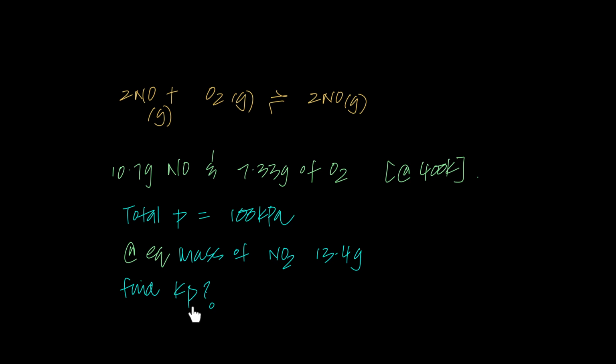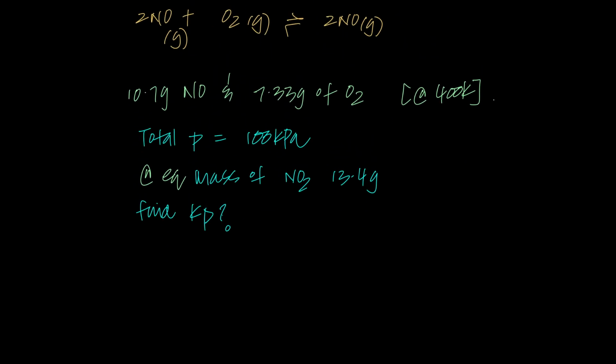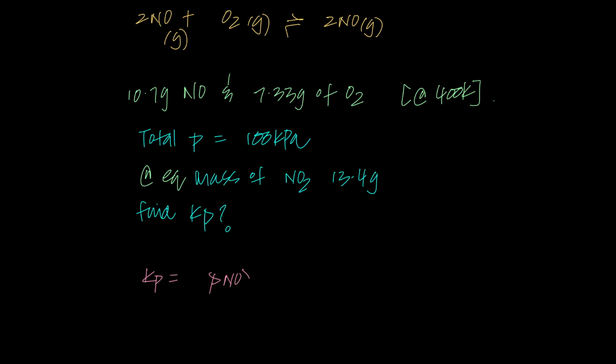So he wants you to calculate the Kp. The first step is to write the Kp expression for yourself. So Kp expression equals the partial pressure of NO squared, divided by, sorry, this is NO2: the partial pressure of NO squared times the partial pressure of O2, right?